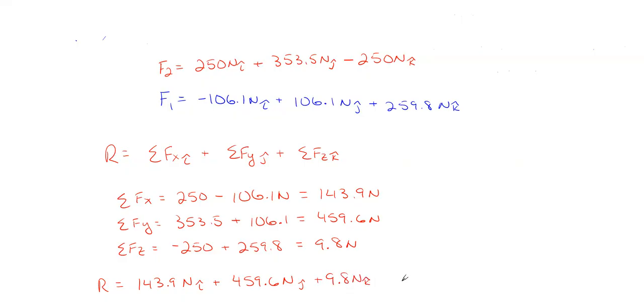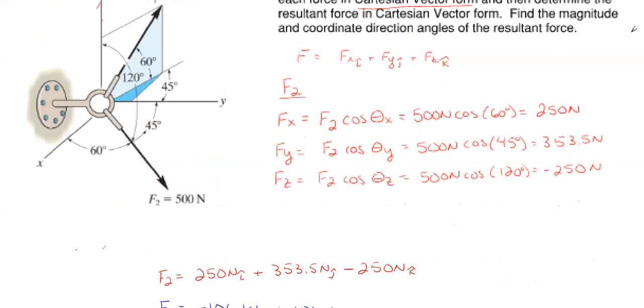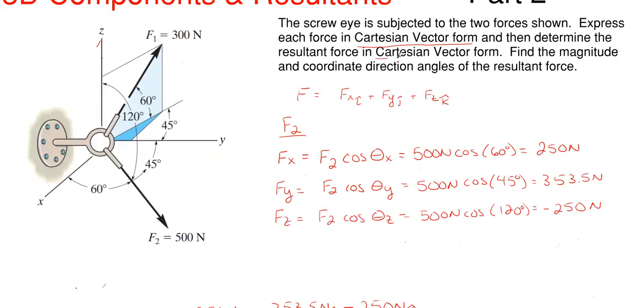And that would be our answer for the resultant force in Cartesian vector form. All right, so we are just getting our answers here left and right. So we have done this one as well. And now, lastly, we have to find the magnitude and coordinate direction angles of the resultant force.